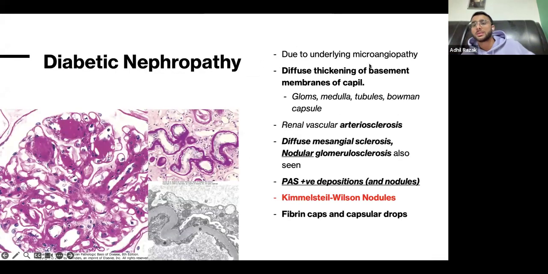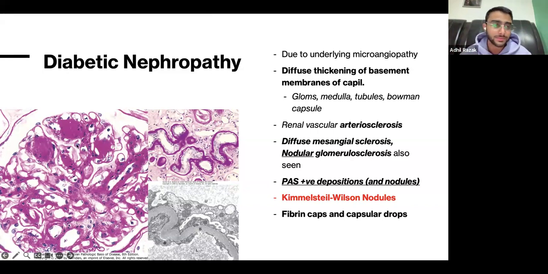In diabetic nephropathy, there is underlying microangiopathy. There is diffuse thickening of the basement membrane of the capillaries. This could be in the glomeruli, the medulla, the tubules, Bowman's capsule, it could be all over the place. The renal vessels themselves could also have arteriosclerosis. What's characteristic histopathologically is diffuse mesangial sclerosis. And the most important thing is what the question put up as an option, the nodular glomerulosclerosis.